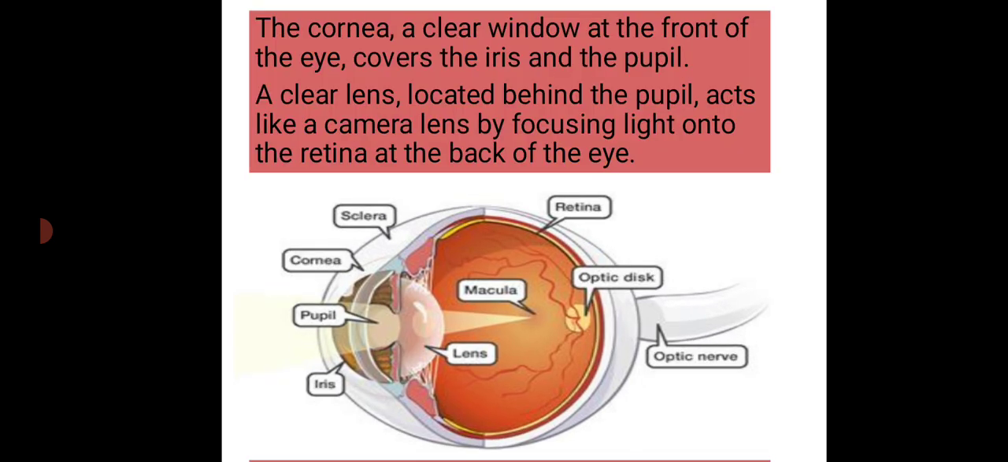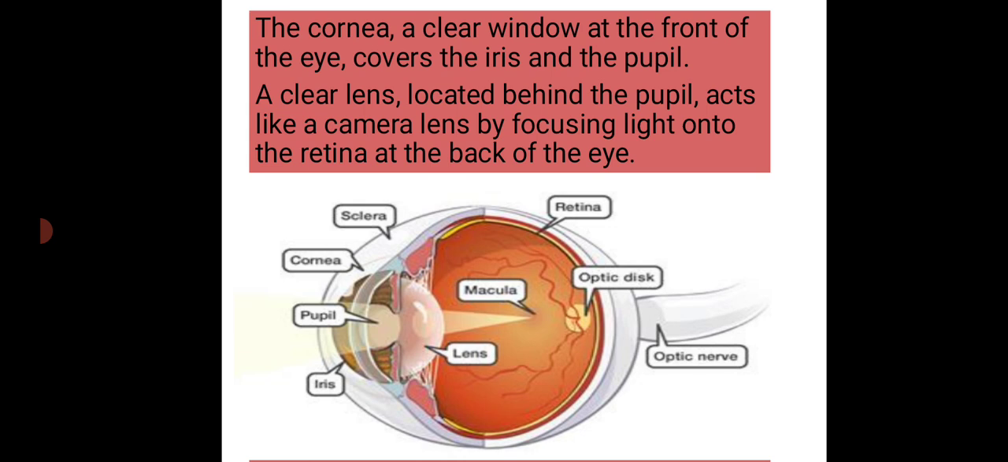Now, can we see the cornea? Yes. The cornea is like a clear window at the front of the eye, and it covers the iris and the pupil. You can see the cornea there very well. So you can see the lens here.